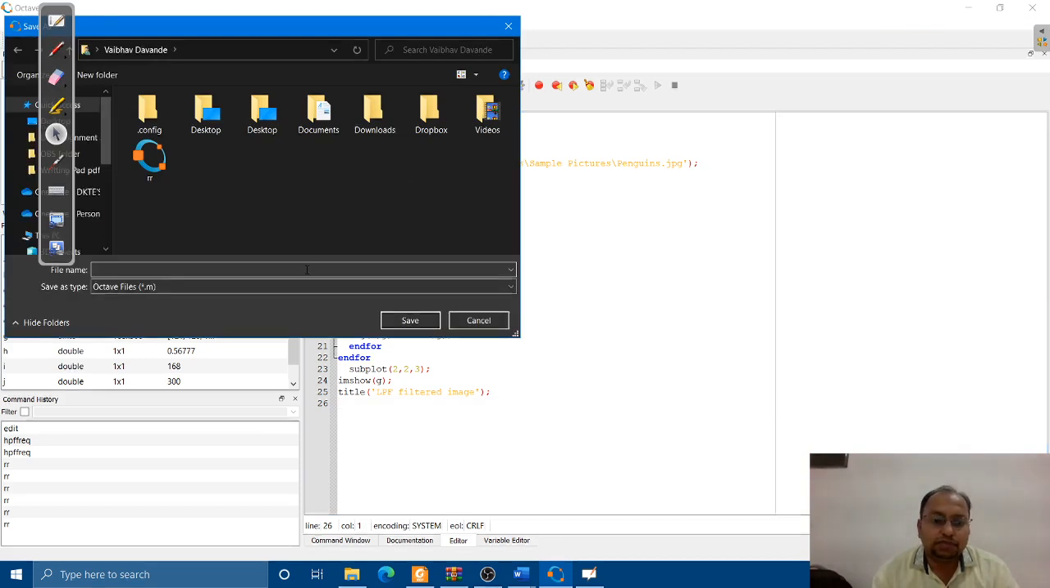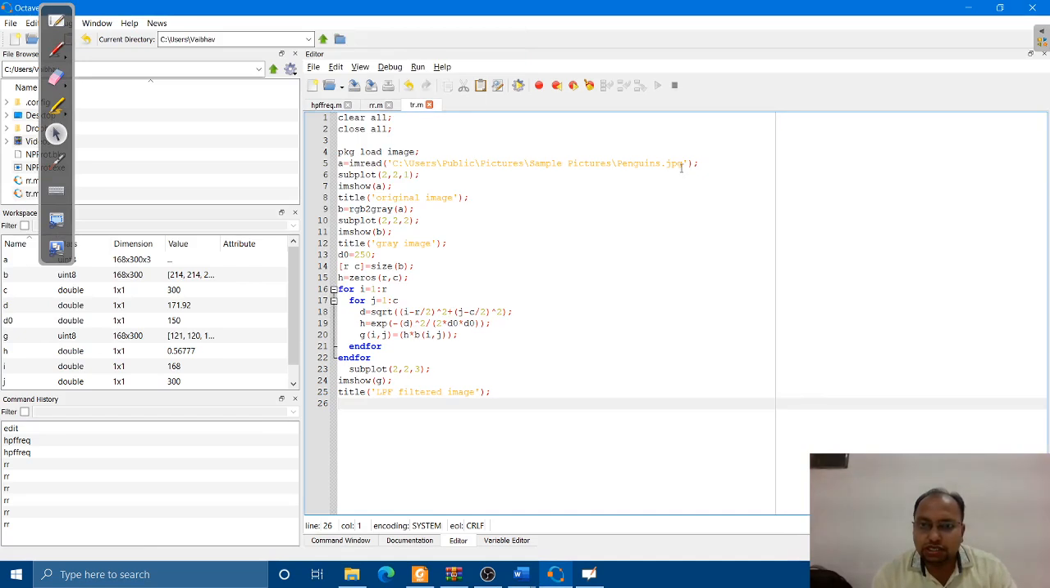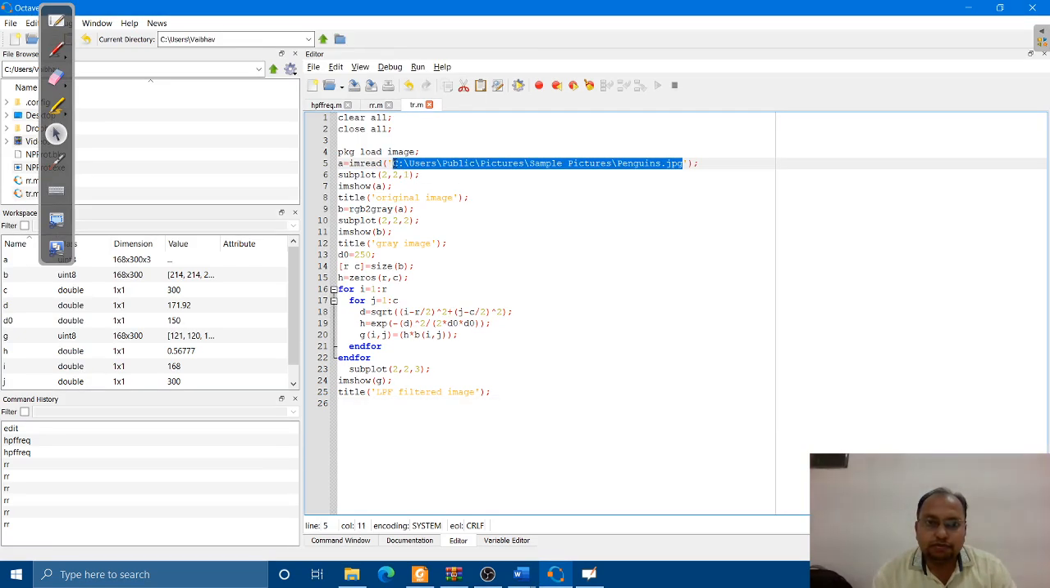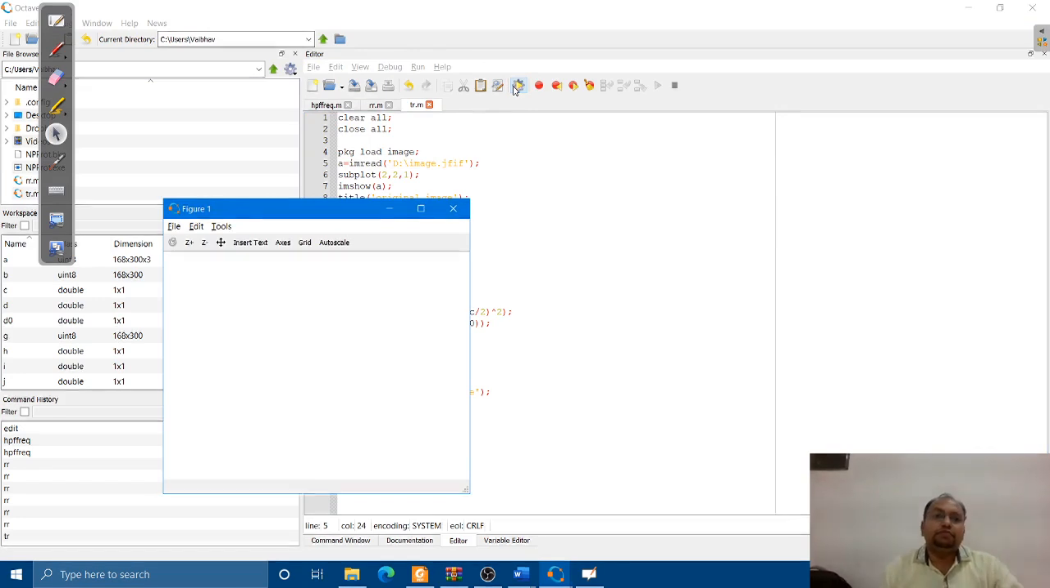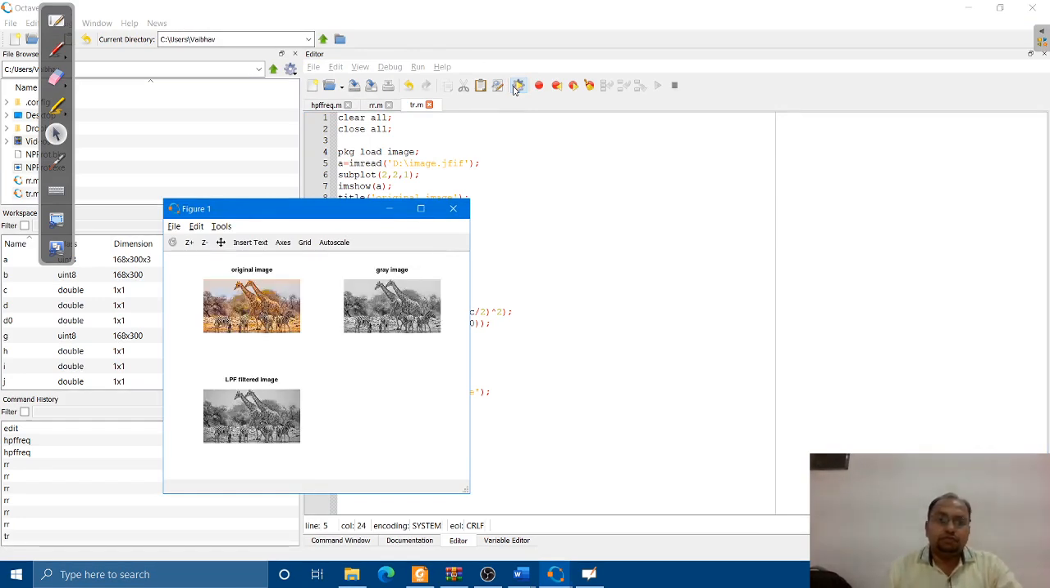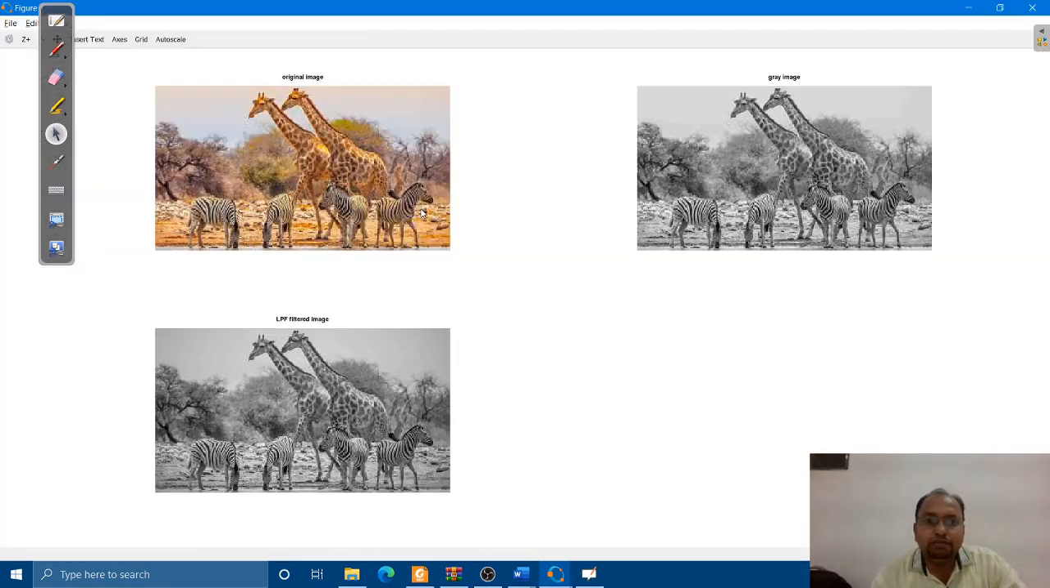Let us save by some name. Let us change this to T colon slash image dot jpg. Let us run it. So this is the output of the low pass filtered image by using Gaussian filtering.